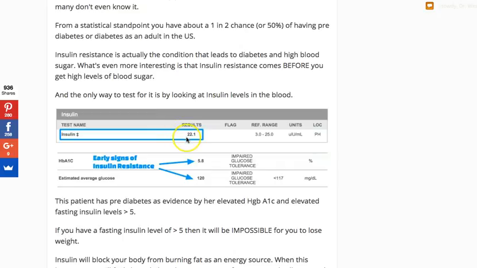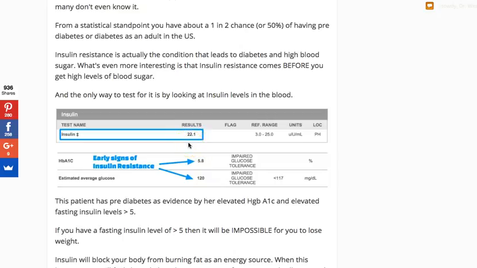Well, that's the tricky thing, and that's why most doctors don't even order insulin. In fact, I would challenge you to go back, look through your lab tests, and see when the last time insulin was ordered. The reason for that is insulin varies wildly throughout the day because it's influenced by the amount of carbohydrate and protein that you eat.